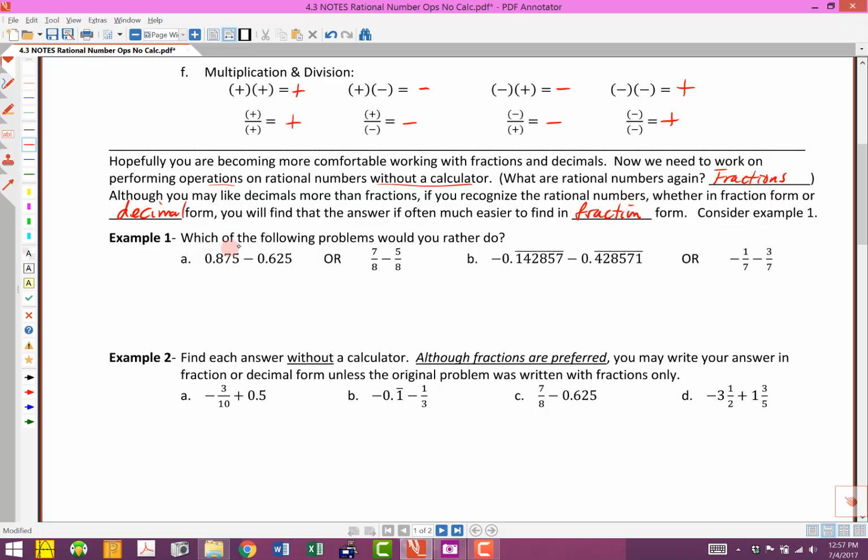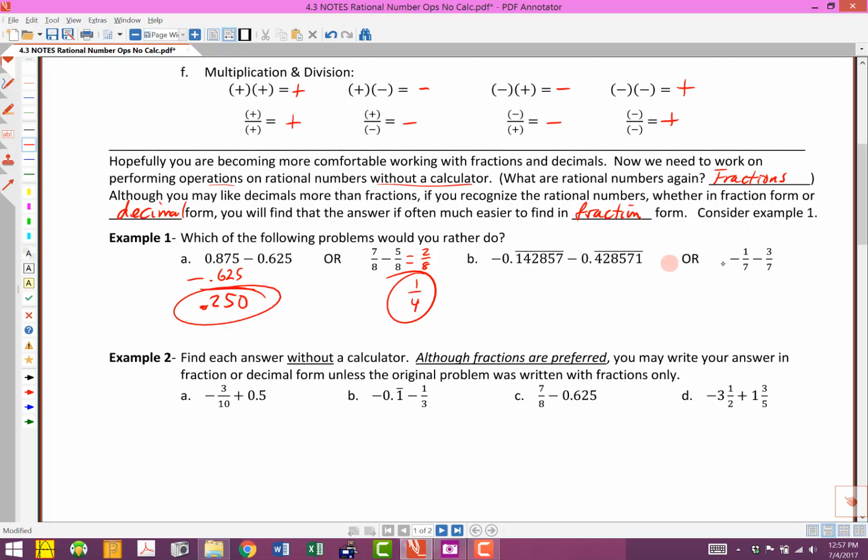Which of the following problems would you rather do? Would you rather do 0.875 minus 0.625, or would you rather do 7/8 minus 5/8? Well, because these already have a common denominator, that's going to be 2/8, so the answer on that one's 1/4. If we were to stack the two decimals, we get 0.25. So either way, we get the equivalent rational number, 1/4 in fraction form and 0.25 as a decimal.